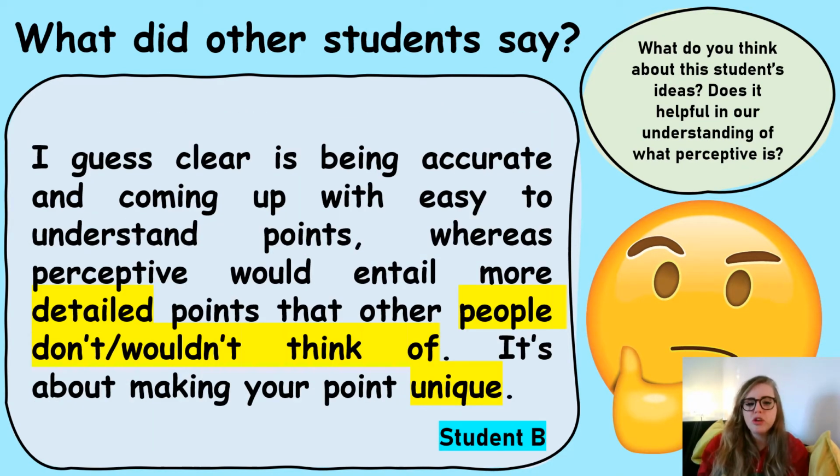Student B, a bit shorter. I guess clear is being accurate and coming up with easy to understand points, whereas perceptive would entail more detailed points that other people wouldn't think of. So making your point unique.